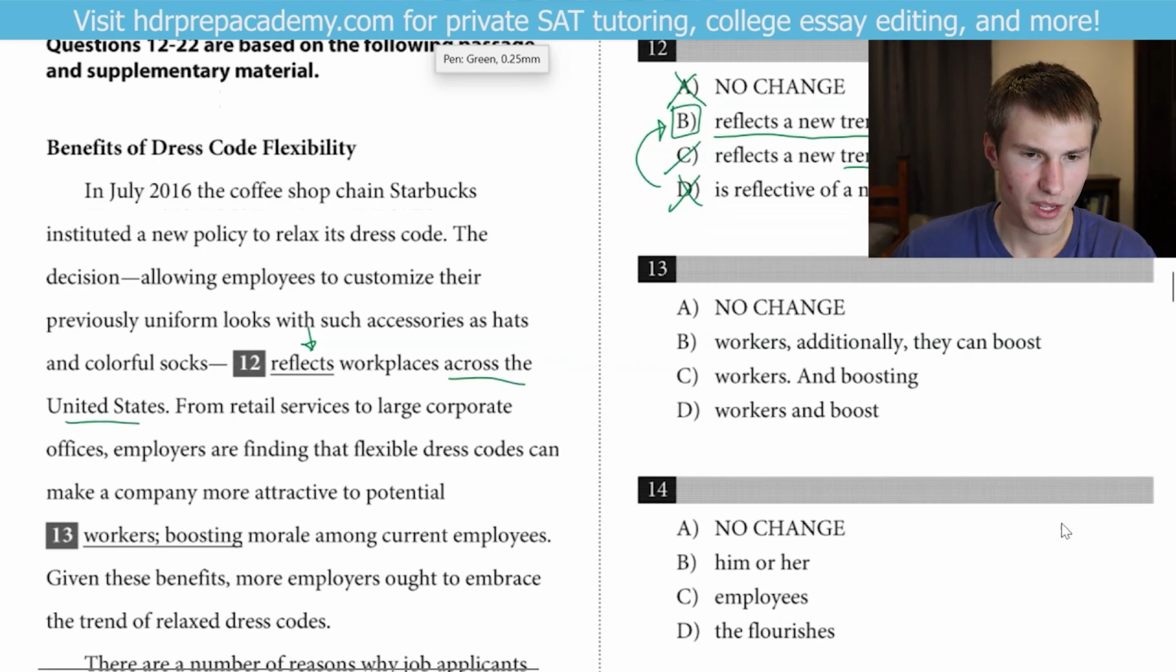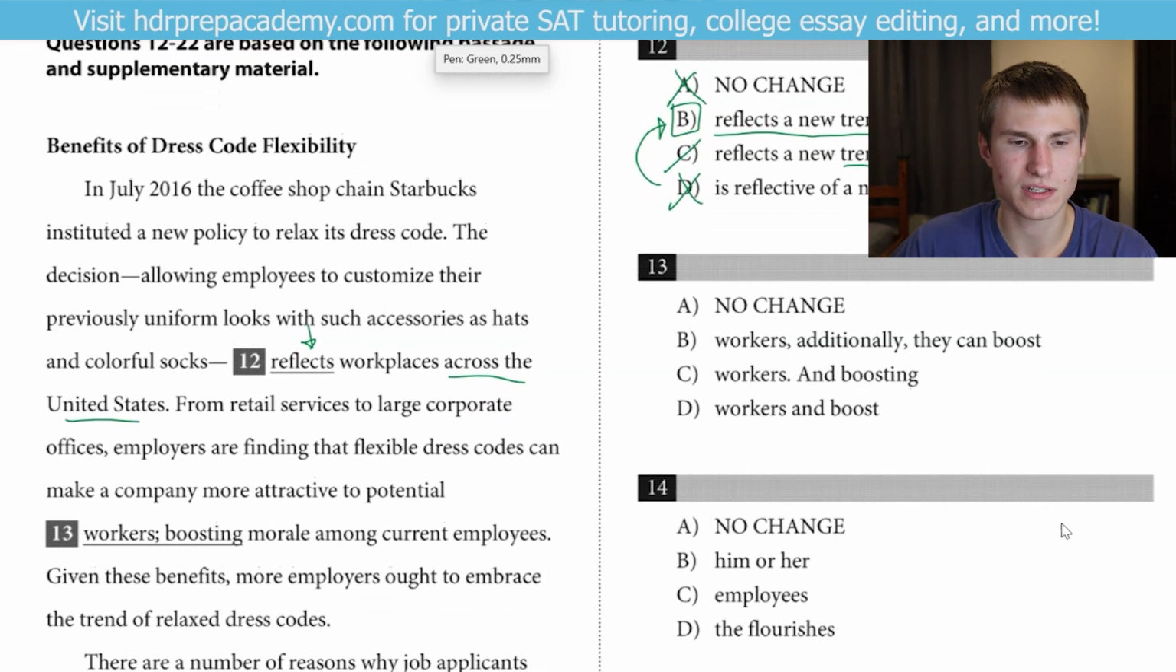All right, number 13 now. From retail services to large corporate offices, employers are finding that flexible dress codes can make a company more attractive to potential workers. Okay, that's an independent clause. And then we have boosting morale among current employees. Okay, that's not an independent clause, so we can't use A, no change there, because we'd be connecting an independent clause to a non-independent clause with a semicolon. You can't do that.